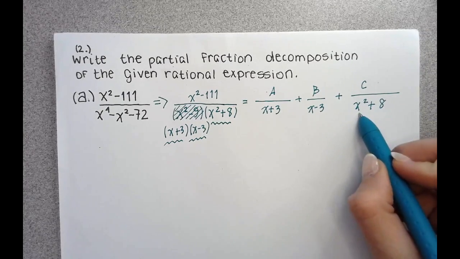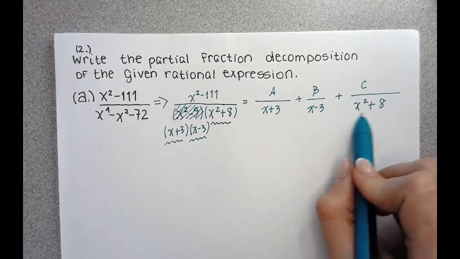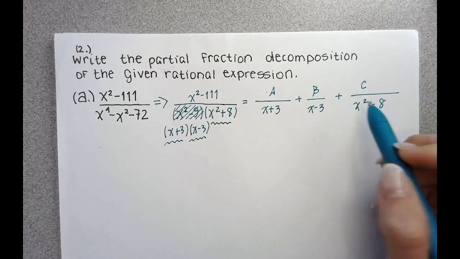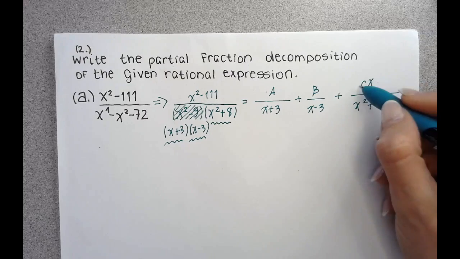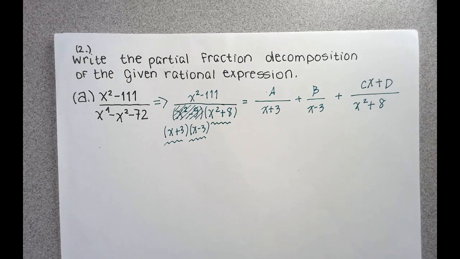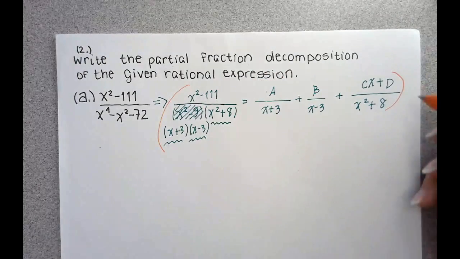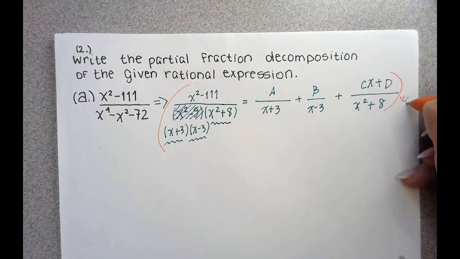Whatever the degree of your denominator is, your numerator will be proper in a partial fraction decomposition. In order for this to be proper, this numerator could be as large as a linear. So I'm going to write Cx plus D, kind of like mx plus b. Now I have 4 constants to solve for, and when all is said and done, I'm going to have 4 equations. So next step, after you set up your decomposition, you have to multiply through by the least common denominator.